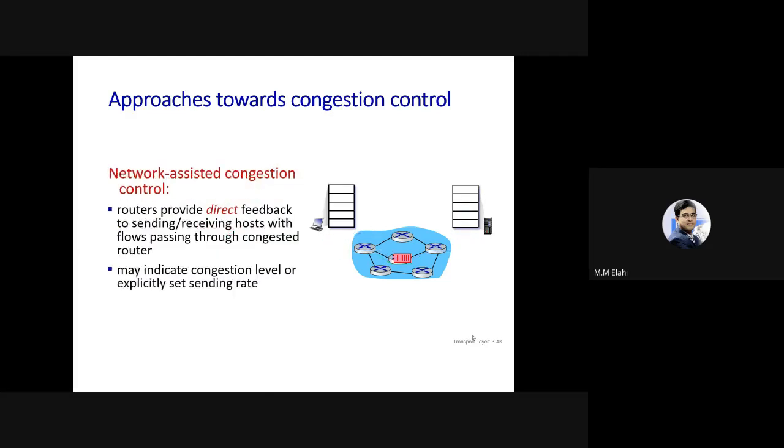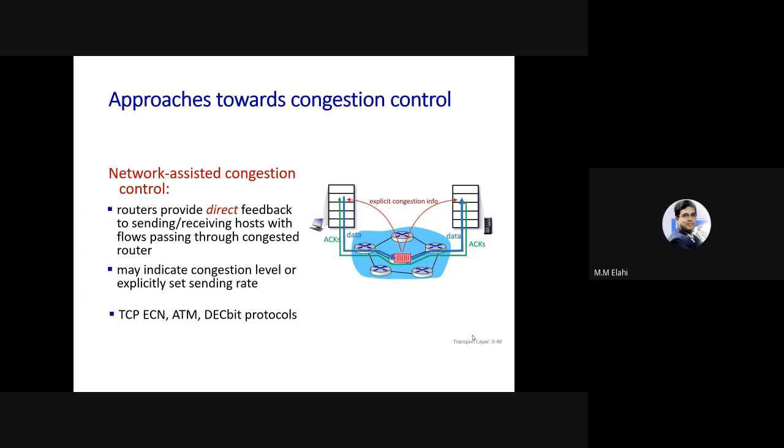This is the approach taken by TCP. Then another one can be network-assisted congestion control, although we are not covering that. In this case, routers provide direct feedback to the sending or receiving hosts with flows passing through the congested router. So a router can say, okay, don't send packets to this link because this link is congested. So intermediate routers will send the information, because a router works in the network layer. This is called network-assisted congestion control, but this is not our case. We will not cover this in detail. Okay.